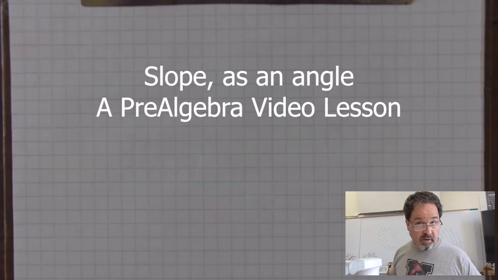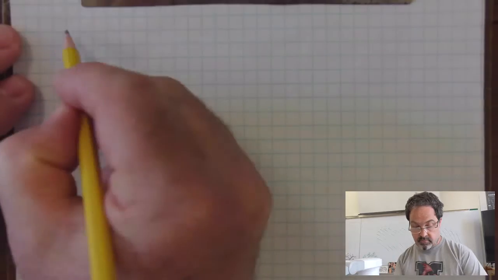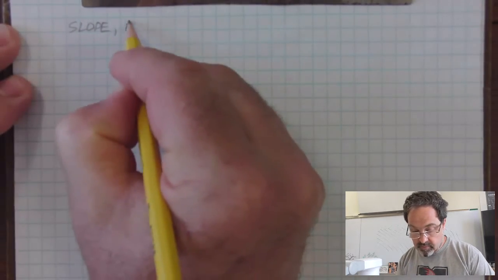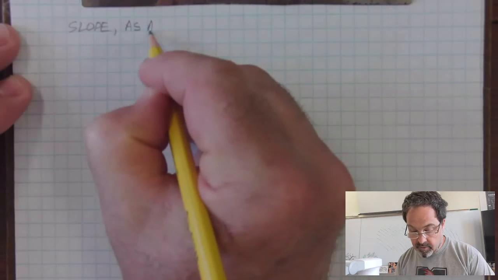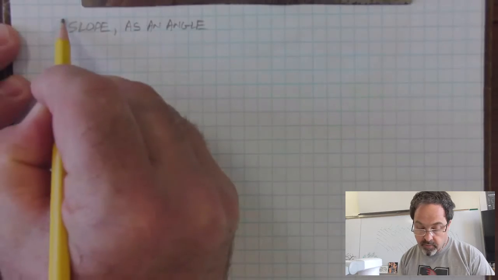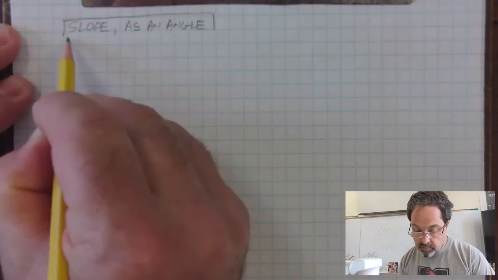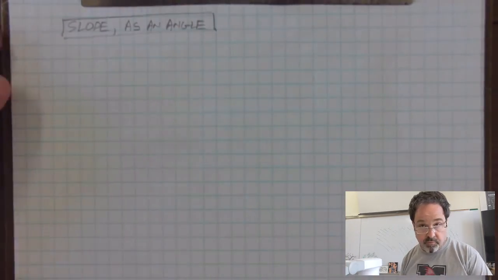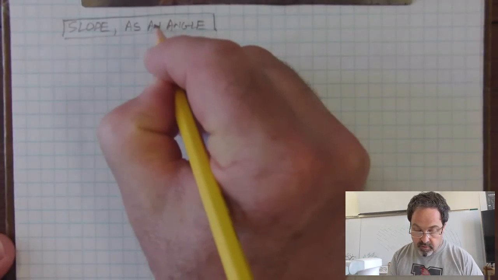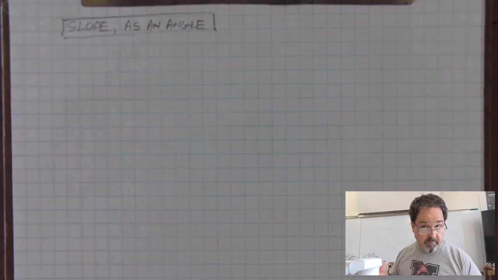VLSos here. This is a video lesson on slope as an angle. Slope is an essential concept in mathematics. It is very meaningful to real life, real world contextual problems. Slope also has connections and concepts in all the levels of mathematics, especially higher mathematics like calculus.